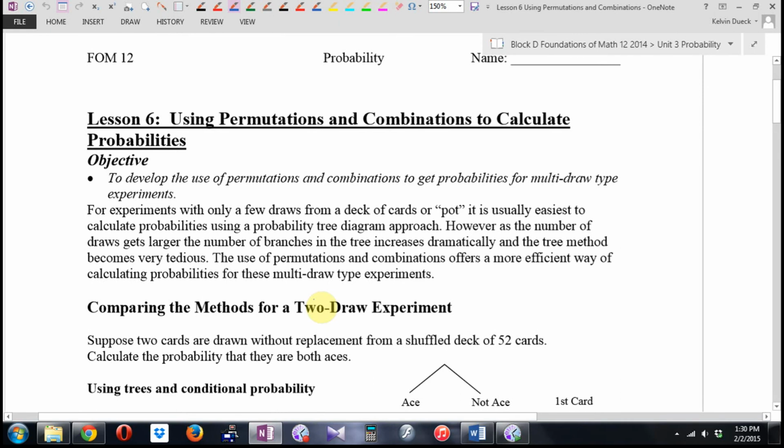What I've said to you, Brianna, is if it's 2 things, tree. 1 thing, count. 3 things, maybe tree. More than that, today's lesson. As the number of draws gets larger, the number of branches that you're drawing gets more and more, and the tree method becomes very tedious.